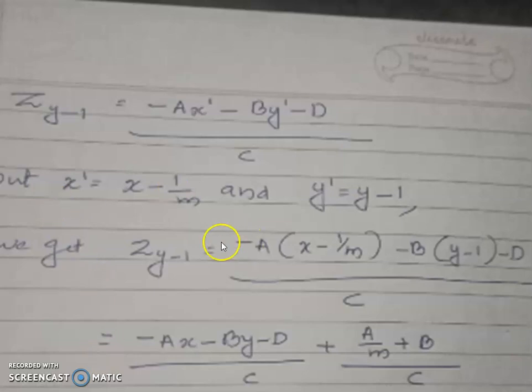Then in order to calculate z of y minus 1, which is minus a x dash minus b y dash minus d by c, we put x dash is equal to x minus 1 by m and y dash is equal to y minus 1. So we will get z of y minus 1 is equal to minus a into x minus 1 by m minus b into y minus 1 minus d by c. So minus ax minus by minus d by c plus a by m plus b by c.